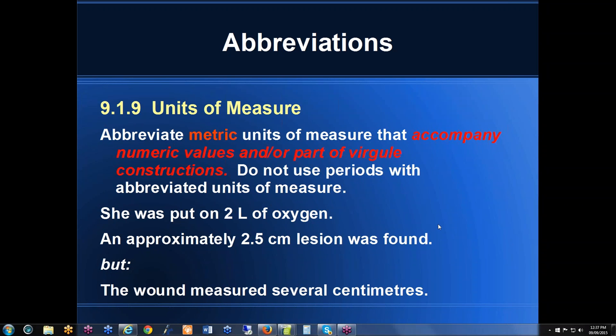So that's, and of course, I didn't specifically put one in this example when it's part of a virgule construction, but you'll see some in the Book of Style as well. So for units of measure, it can be tricky. Most of it is intuitive, but it can be tricky. You just have to remember, number one, where to go to look, and number two, try to keep it all together in your head, which is clearly a challenge for all of us. So let's just see what I have here.